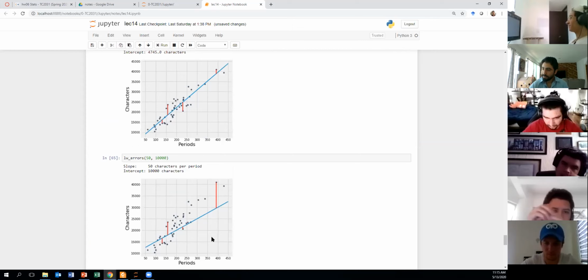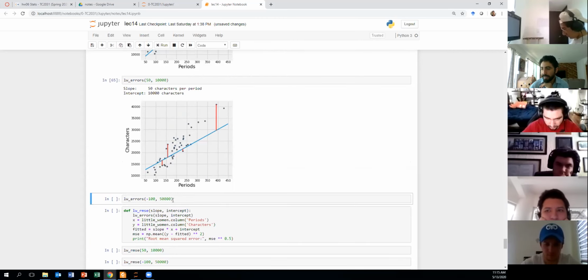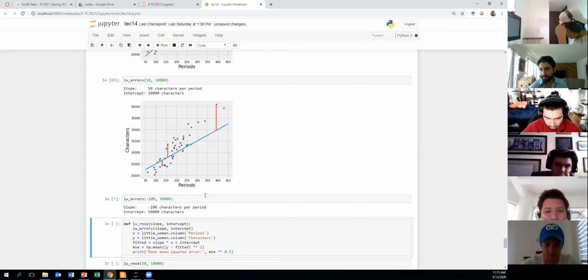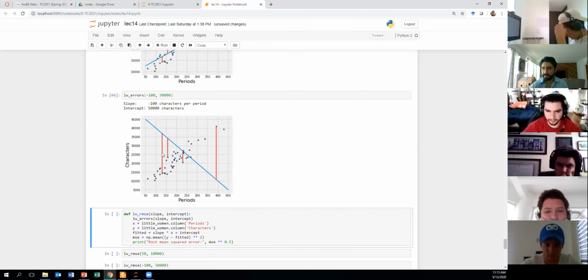Of course, there are some errors that are smaller. For example, here, these few lines have much smaller errors. You can see some part here, this particular one, but others are showing way bigger errors. So what if my slope is -100 and my intercept is 50,000? I get this line with these errors. So let's calculate those errors, that RMSE, and see what the data tells us.